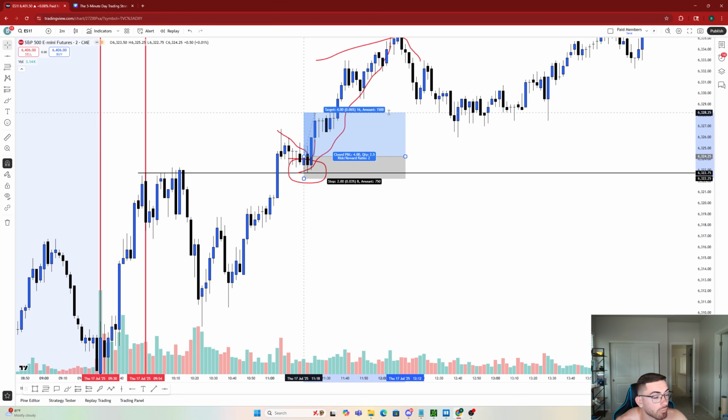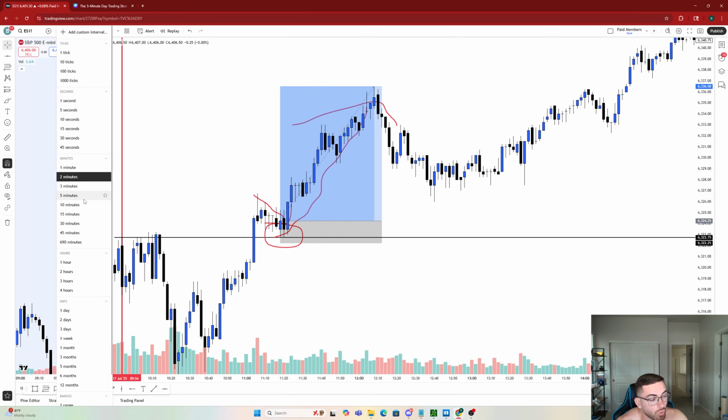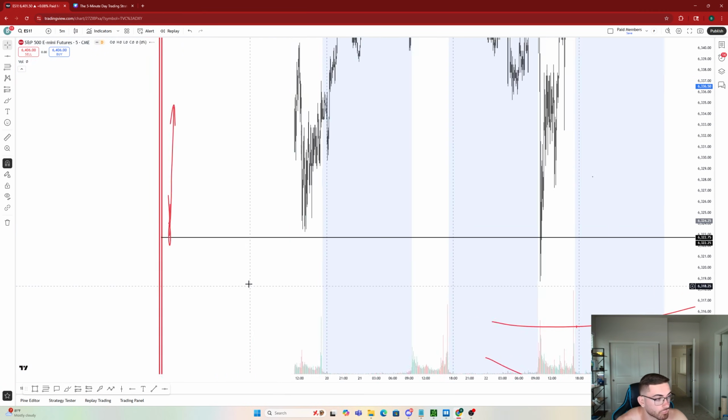Again, so you're going to scale out, move your stop loss up. And ultimately on this trade, if you took it, you could have potentially had a 6R trade. So that's another really good example of the break and retest of the first 30 minutes.